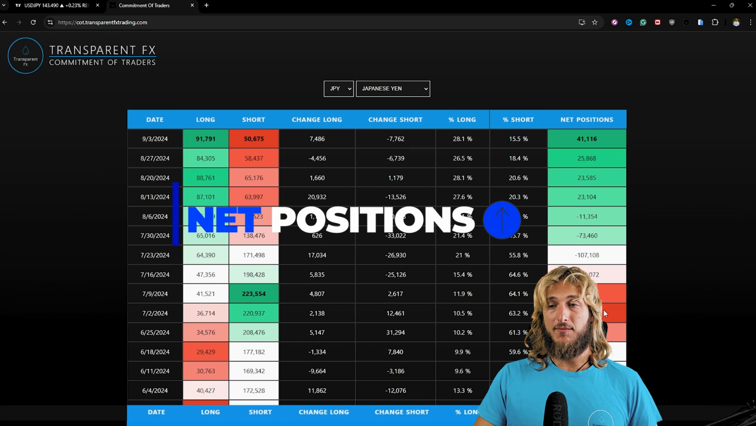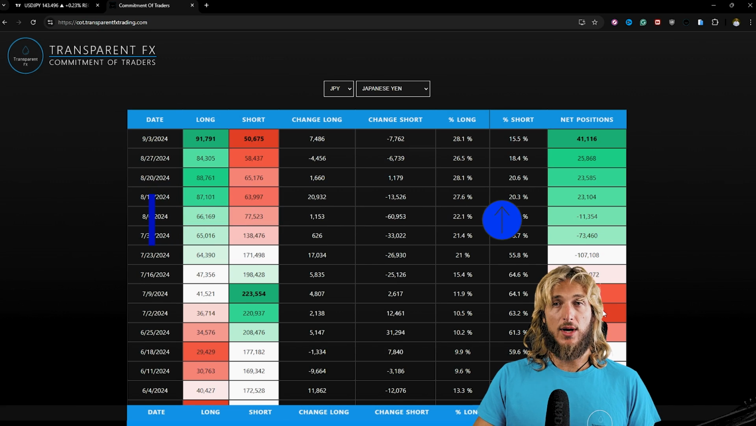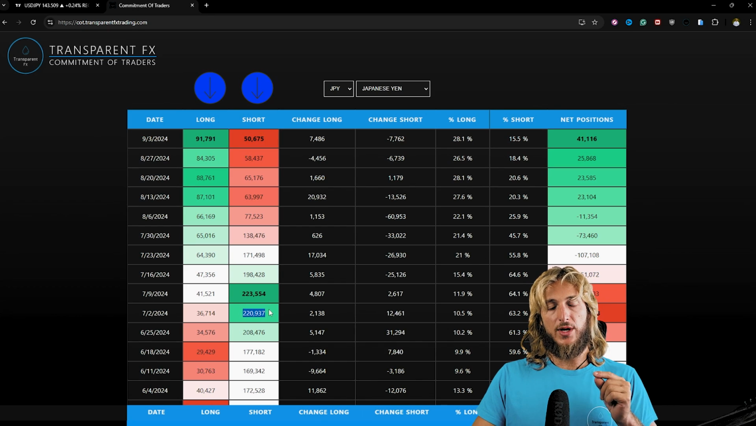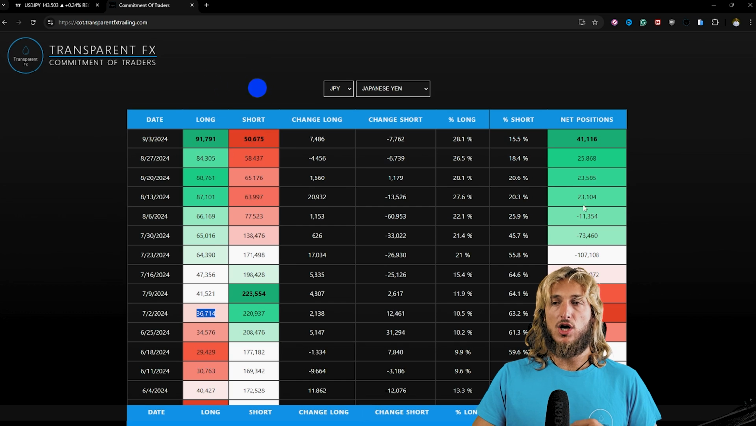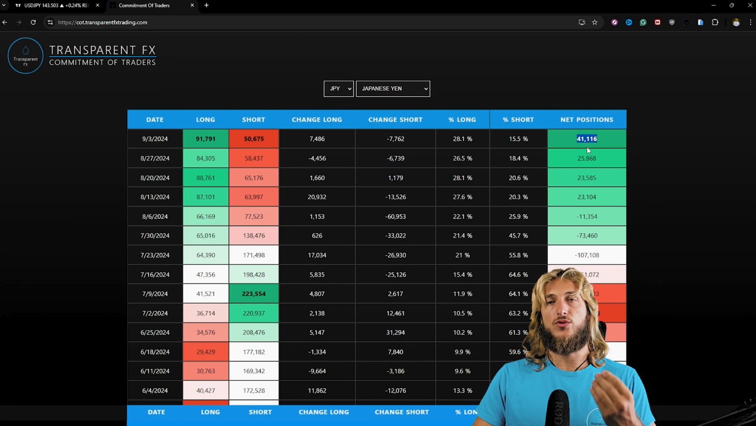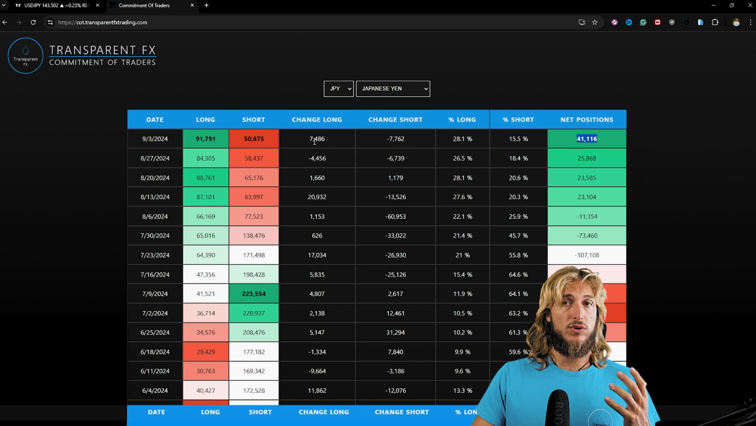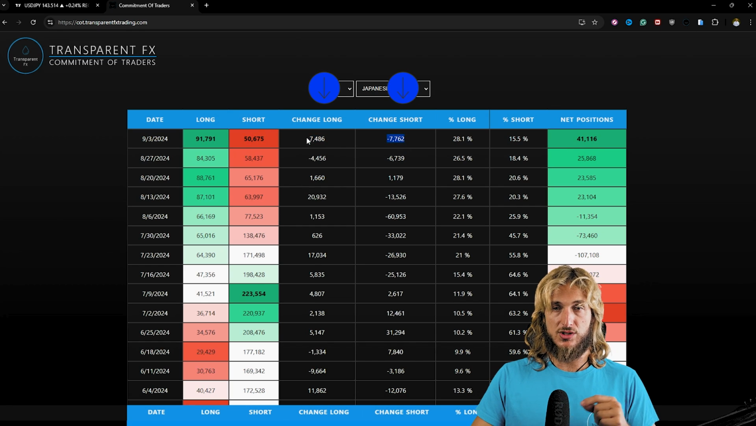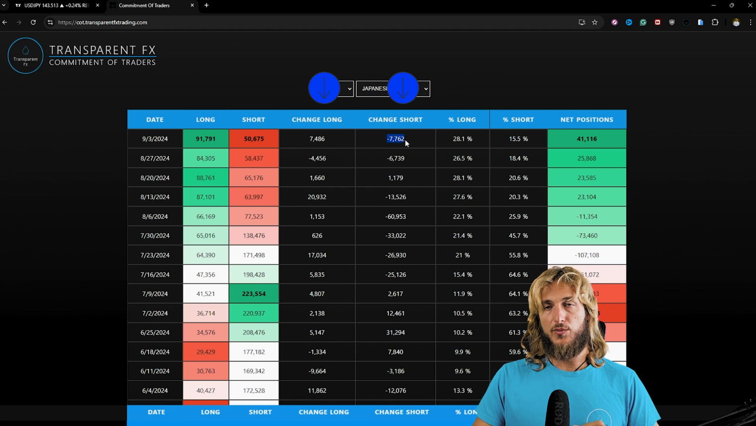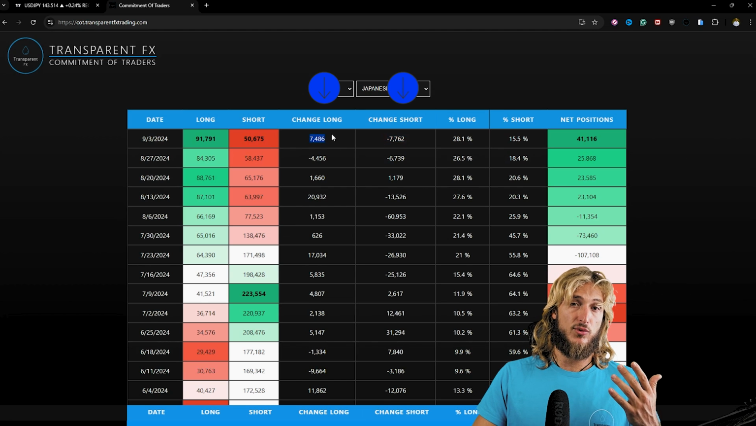We went from having minus 184.2k net positions, so a negative net positioning in which institutions had more shorts than longs, with 220k shorts compared to only 36.7k longs, all the way up to now having a positive net positioning with plus 41.1k net positions, so the complete opposite, more longs than shorts.